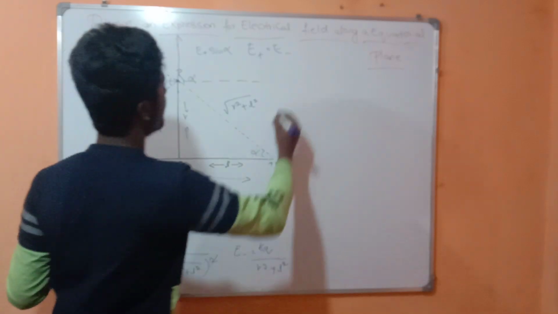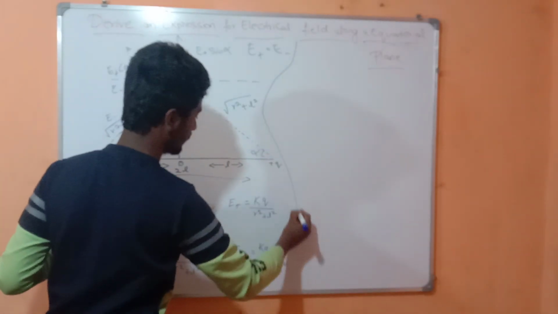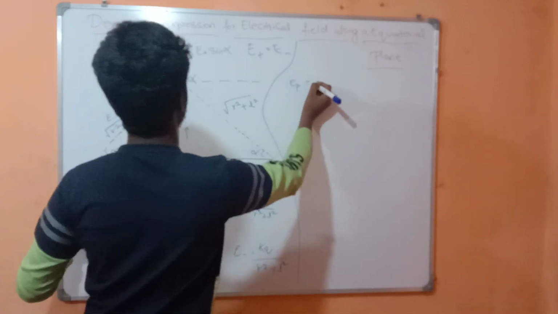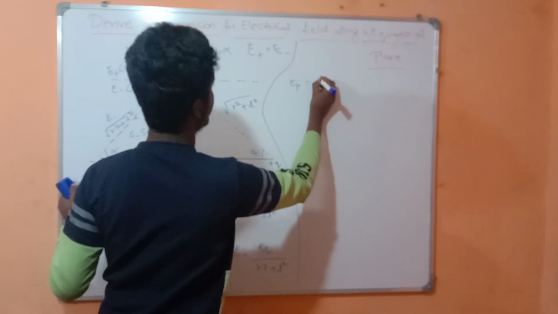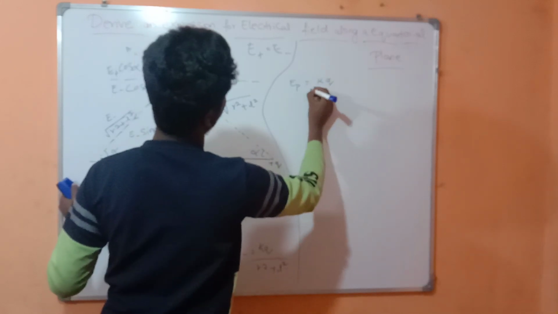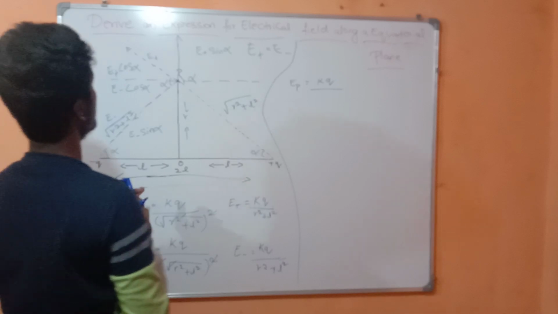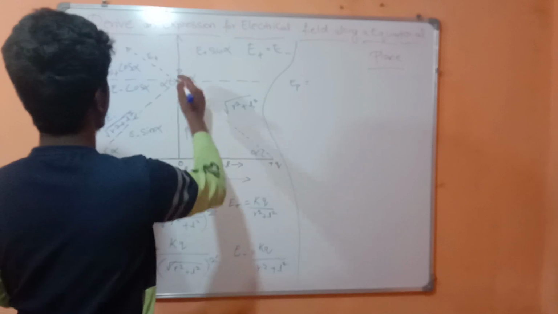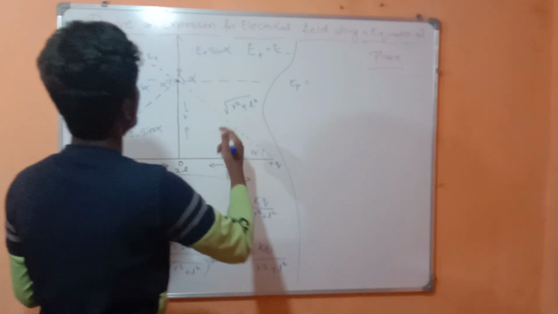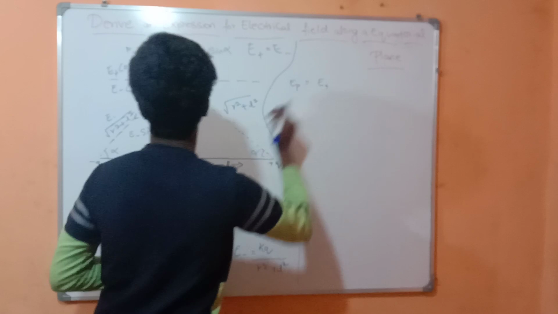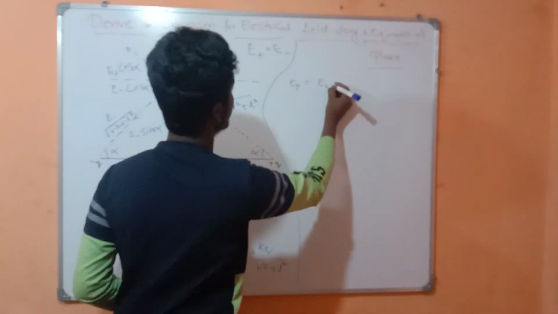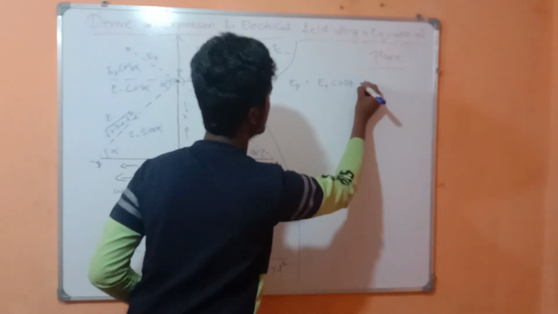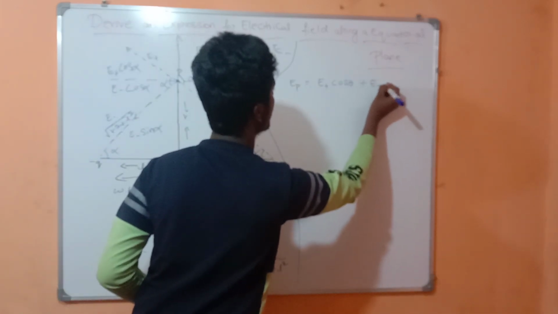Let me do the electric field at the point P. It will be equal to K times Q divided by root, at the point P, equal to E plus cos theta. We have to sum E plus cos theta, plus we have to add E minus cos theta.